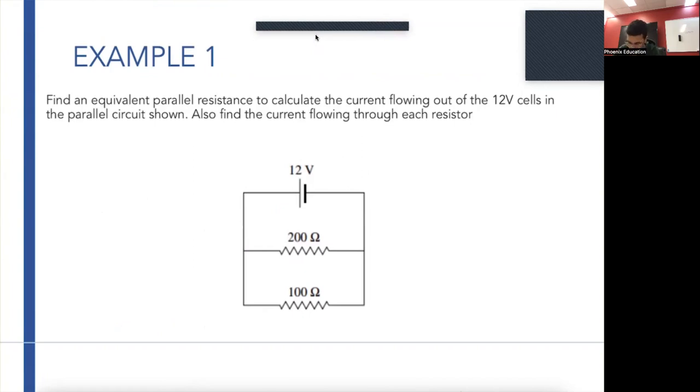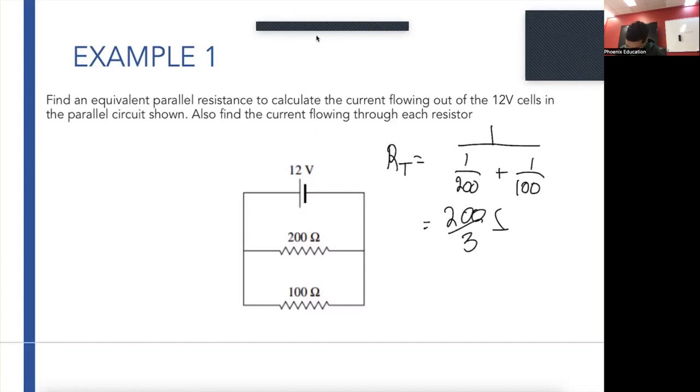So what we do in this one, we calculate the total resistance. Resistance RT is equal to 1 over 1 over 200 plus 1 over 100. So the total resistance would be 1 over 1 over 200 plus 1 over 100, okay, which would be 200 over 3 ohms. All right, so that would be the total resistance.